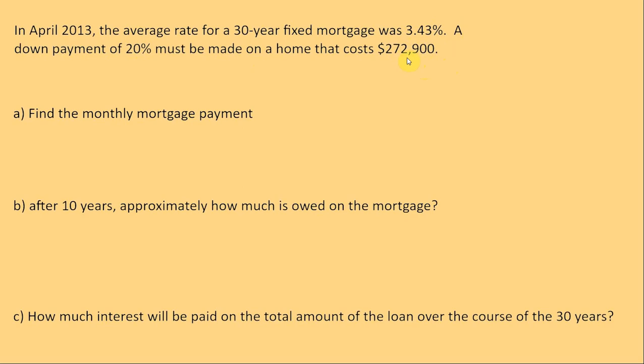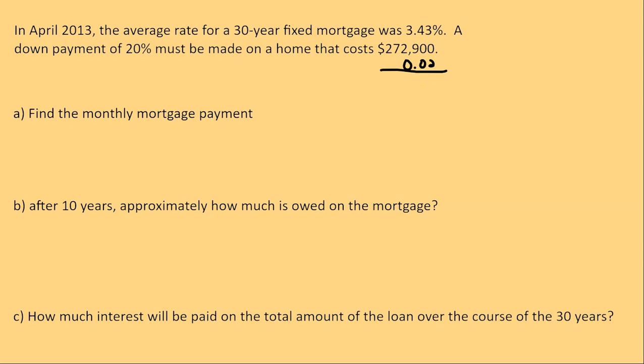So first of all, we need to figure out what 20% of this total cost of the home is. And anytime we're trying to find the percent of an amount, all we have to do is multiply it times that percent. Again, we're going to change it to a decimal. So this 20%, if I change it to a decimal, it's going to be 0.2. So if I just multiply this 272,900 times 0.2, that's going to give me 20% of that amount.